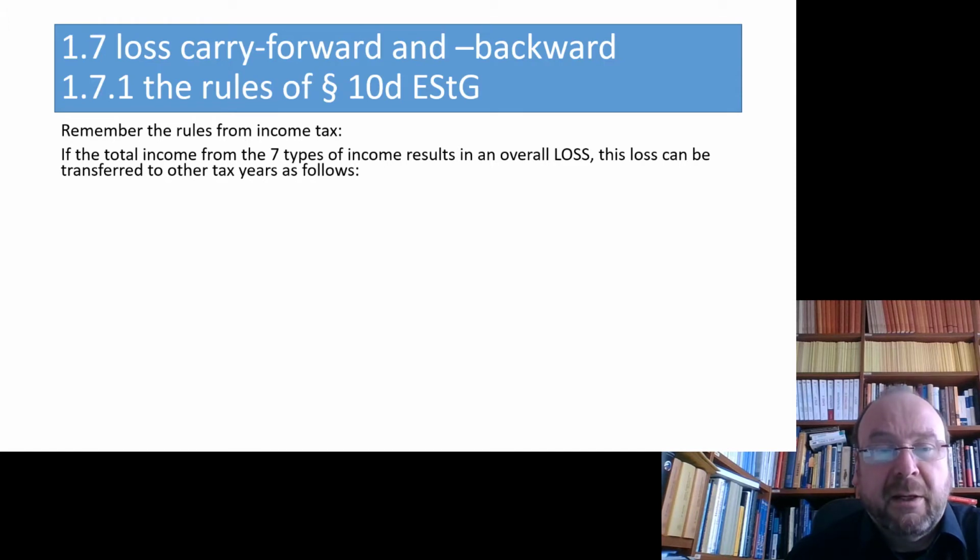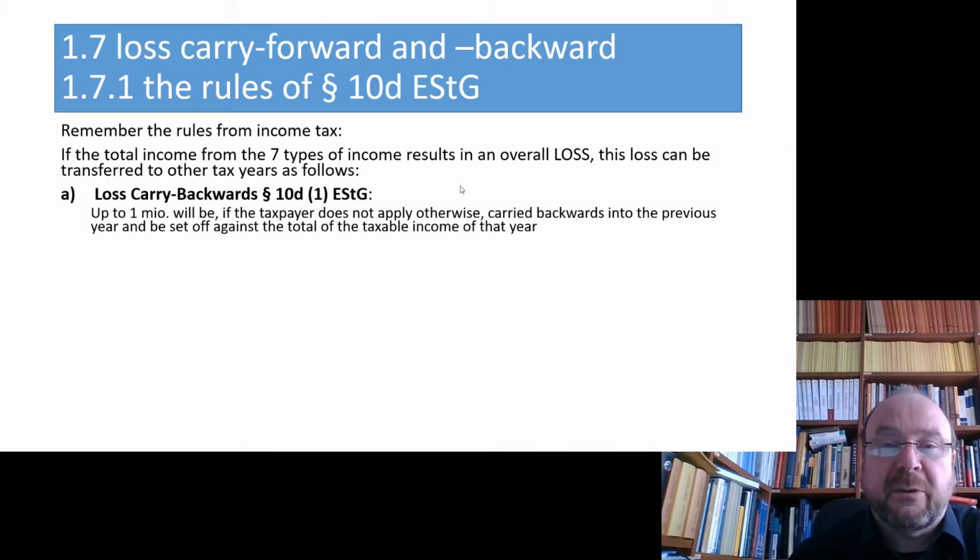a loss, you can transfer that loss to other years. The first alternative is you can carry the loss backwards to a previous year. So that leads to the consequence that your tax assessment for that previous year gets corrected. Your tax burden for that previous year gets lower than before. And after that correction, it will turn out that you have now, under the new data, have paid too much money for the previous year, so you will get a refund.